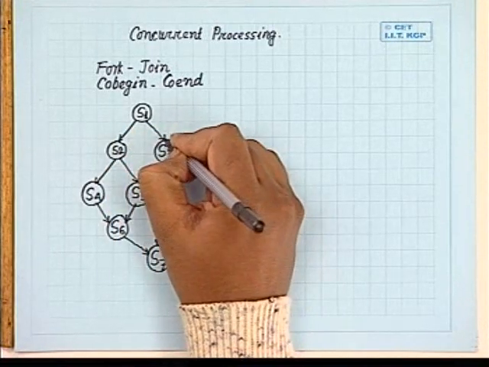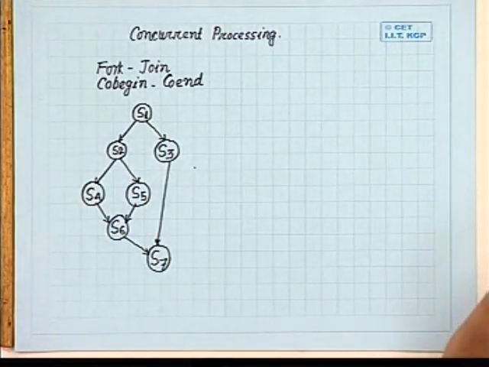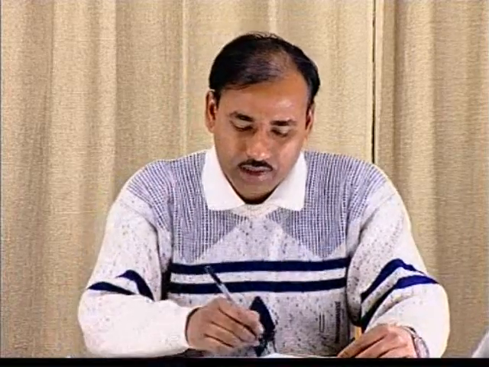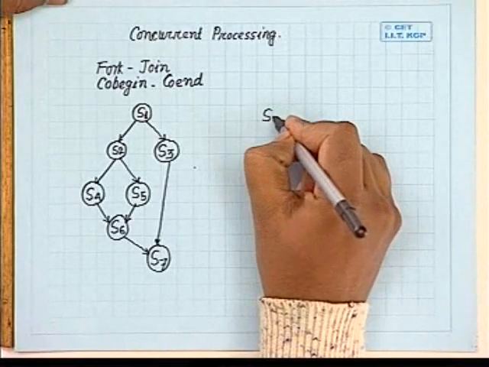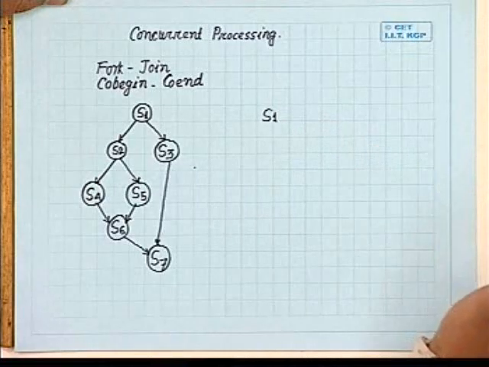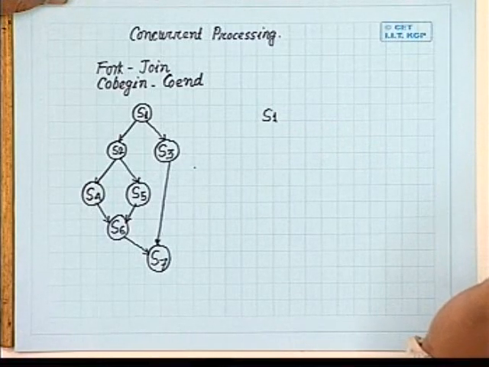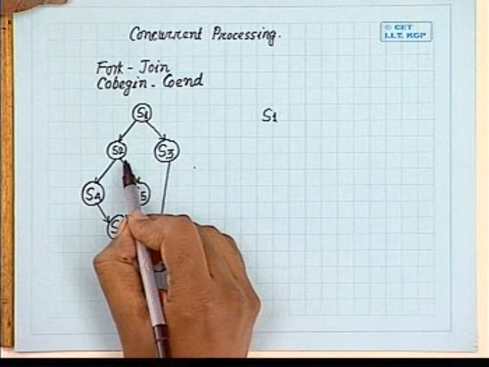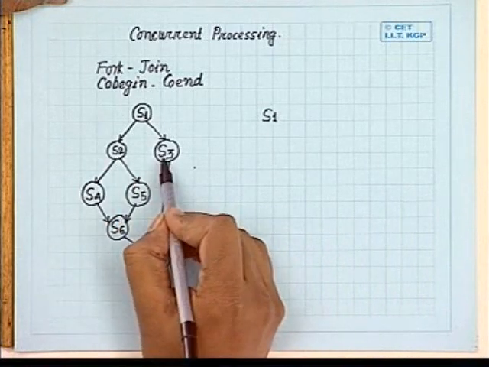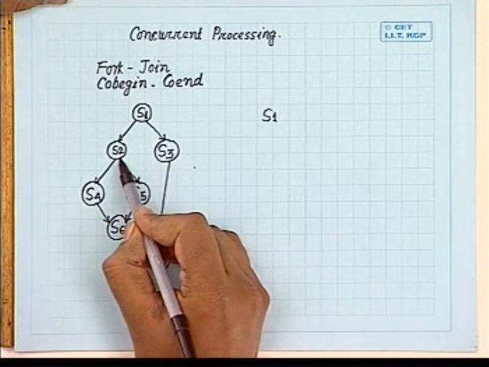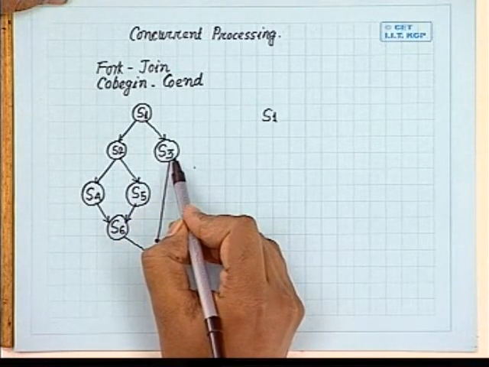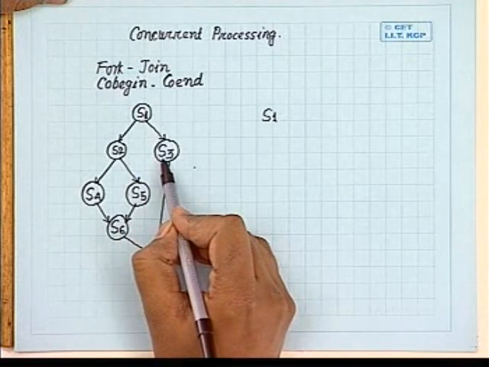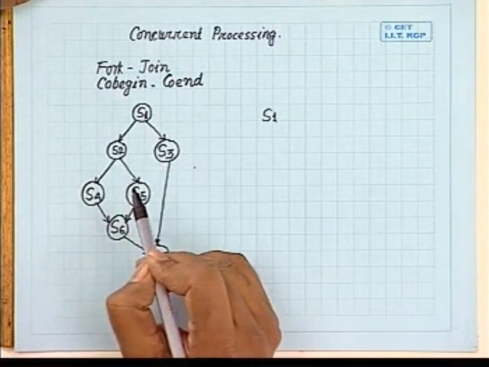Now, using the co-begin co-end structure, if I want to translate this same precedence graph into code, it should be written like this. First, you have to execute statement S1, because till now there is no concurrency. After that, we can have two processes. One process executes statement S2, the other executes statement S3. That means we have to create two processes for these two statements.